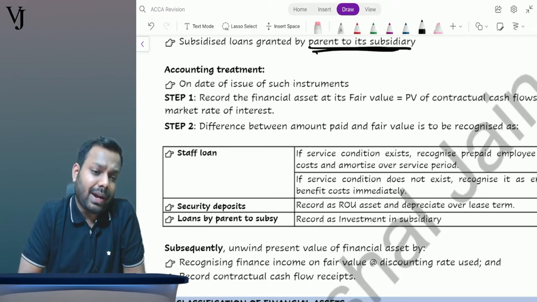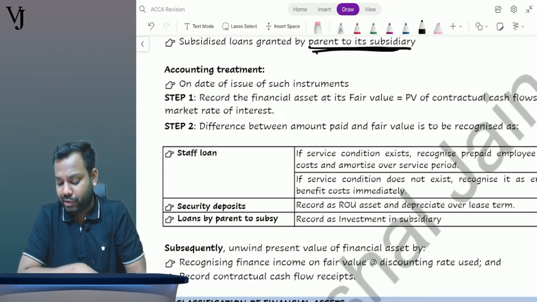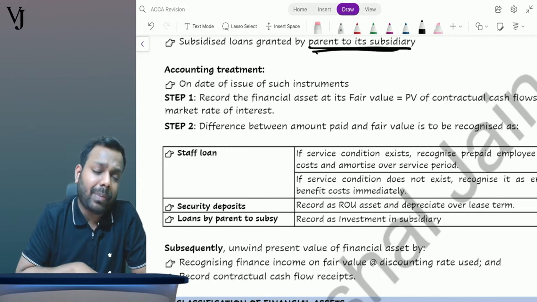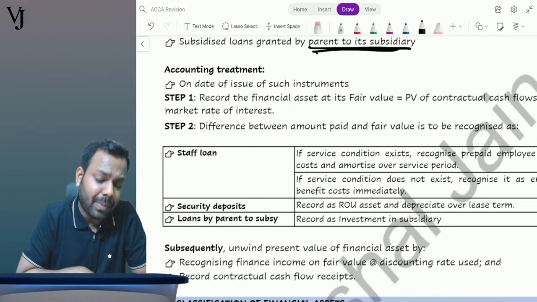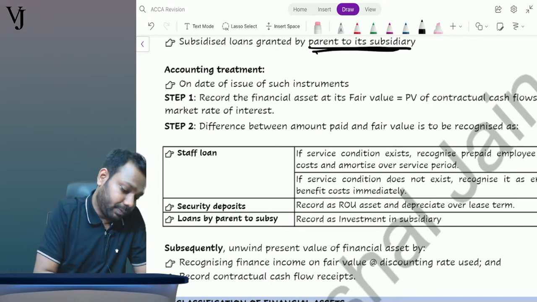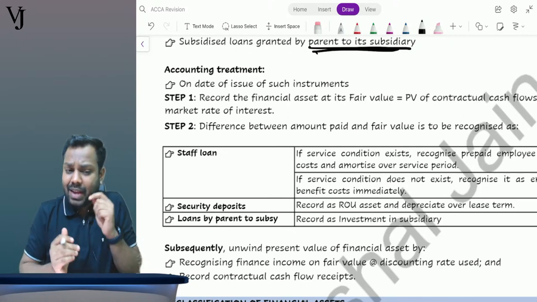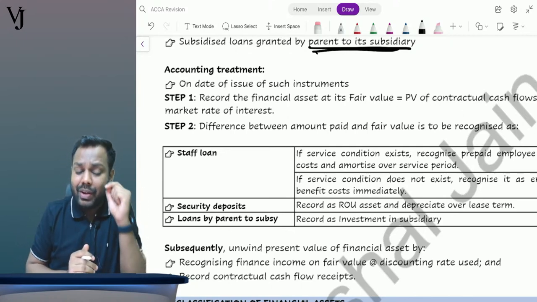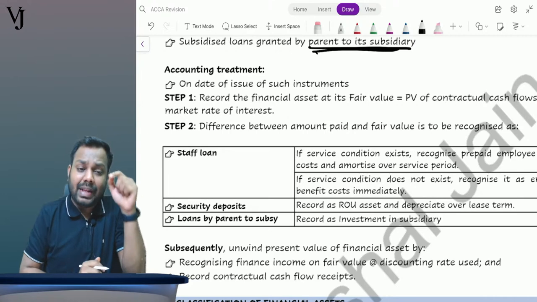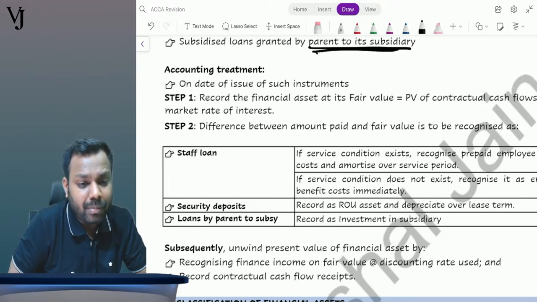So let's suppose the market rate of interest is 10% and this security deposit is interest free. So what will happen? I will calculate the present value of 100,000 at the rate of 10% per annum. Let's suppose it comes to $75,000. But I have given an amount of 100,000, and I am recording the financial asset only to the extent of 75,000. The question is, what will happen to the remaining 25,000?